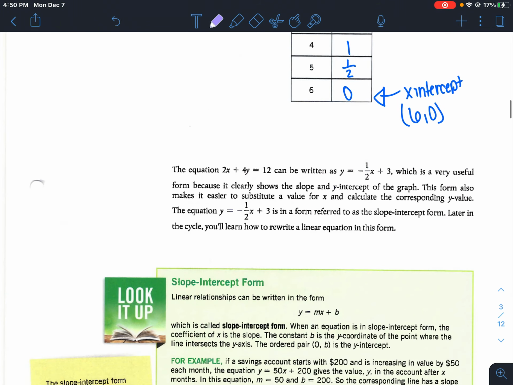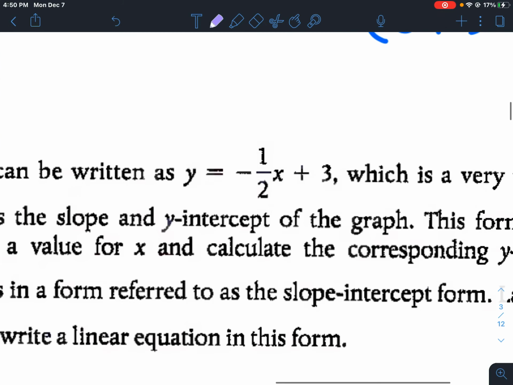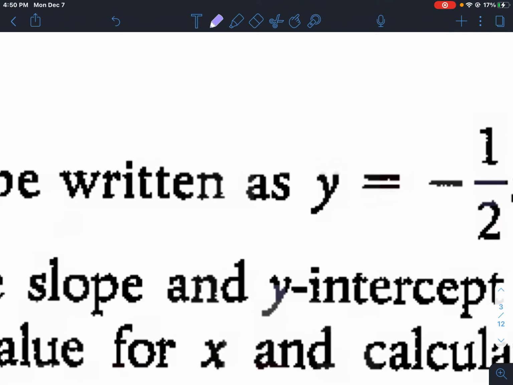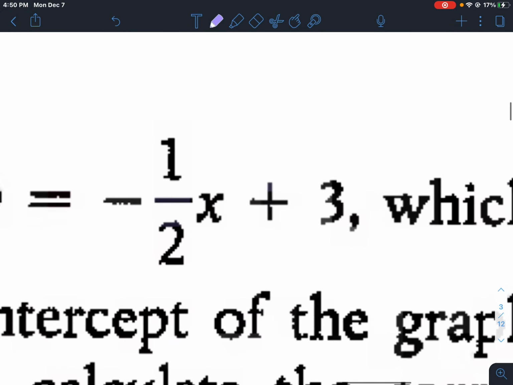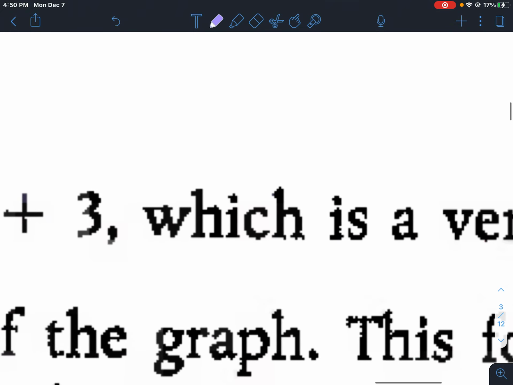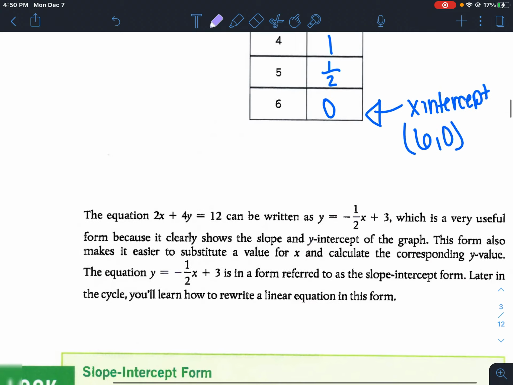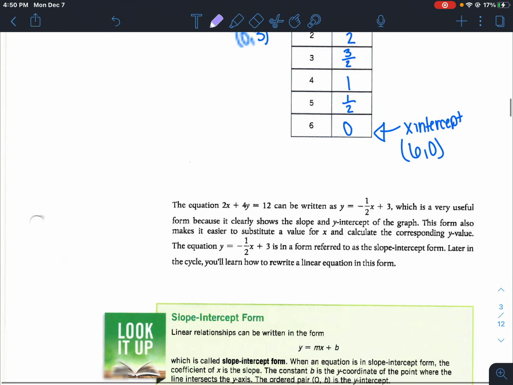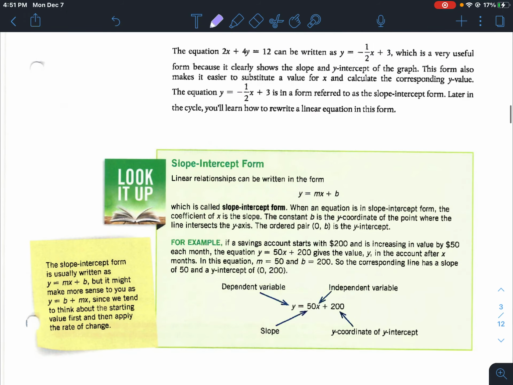All right. You could also rewrite the equation. You could solve it for y and get it in slope-intercept form, y equals mx plus b, and figure it out that way. Here is your slope, the negative 1/2, and then your y-intercept is that plus 3. So you could calculate it that way, and then when you just wanted to find the x-intercept, you plug in 0 for y to get that 6.